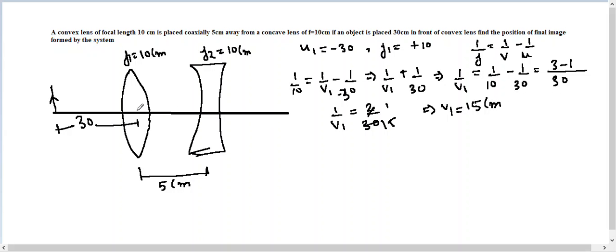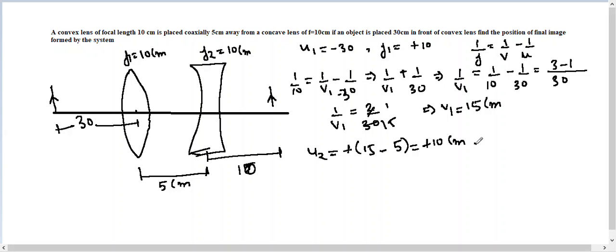That means the image is formed somewhere here, 15 centimeter from the convex lens, or we can say 10 centimeter from the concave lens. So this image forms a virtual object for the concave lens. So for the concave lens, u2 is given to us as plus 15 minus 5, which is plus 10 centimeter, and then the focal length f2 is minus 10 centimeter.